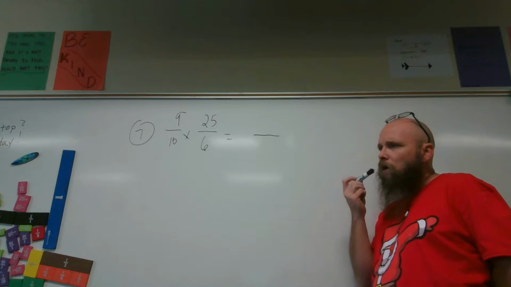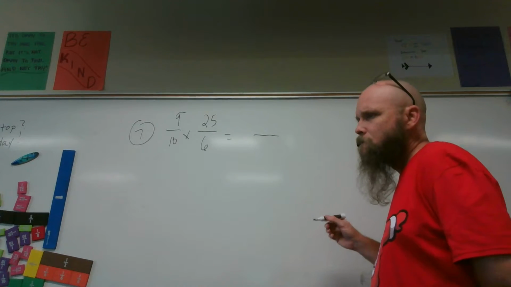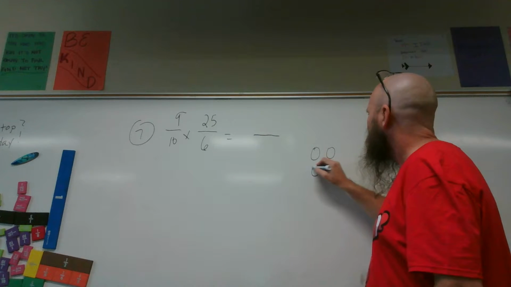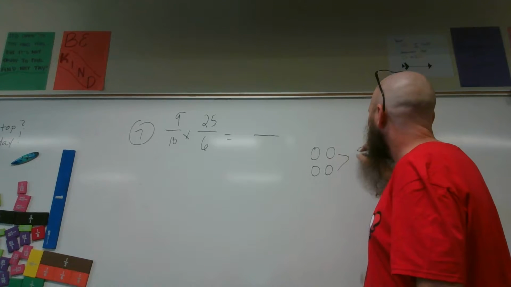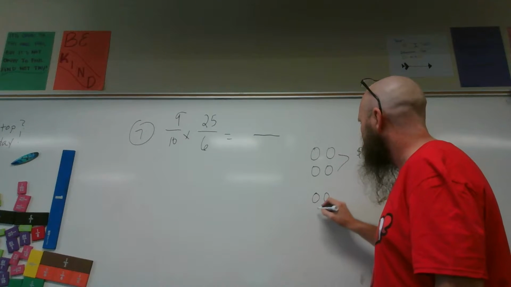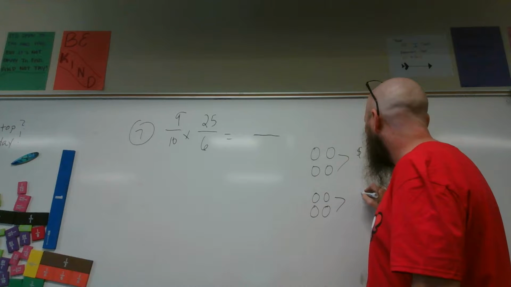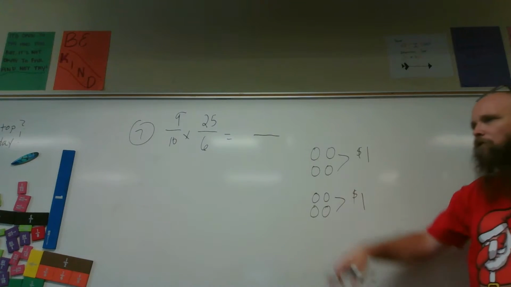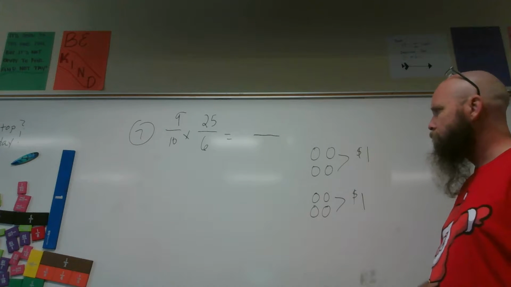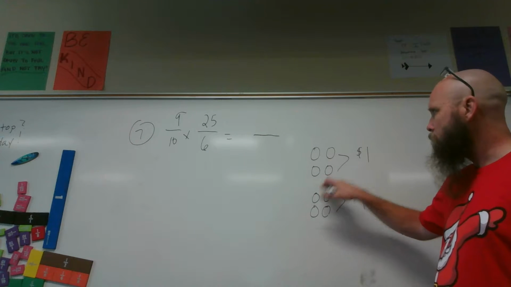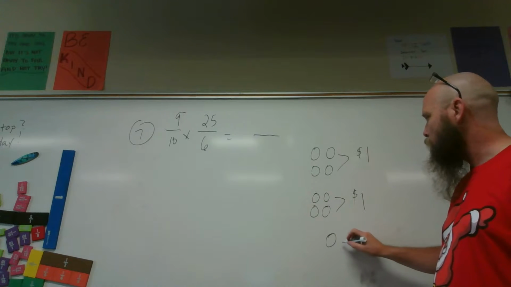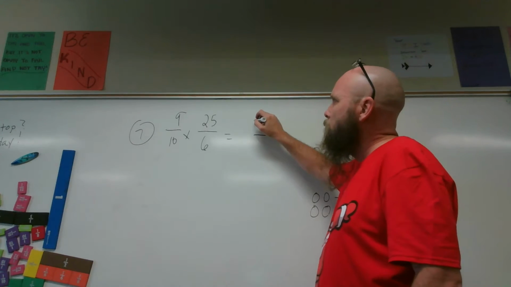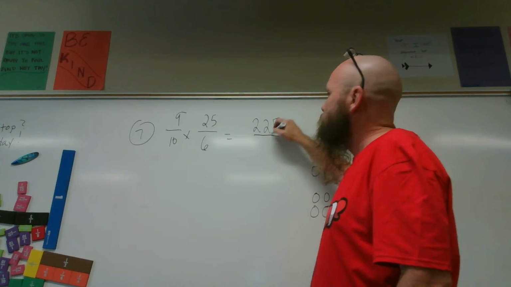How many quarters in $1? 4. Good. So 4 quarters, that's $1. 4 more quarters, that's another $1. So how much do we have so far? $2. And how many quarters? Count the quarters. 8. So if I add 1 more quarter, that'd be $2.25. So 25 times 9 is 225.